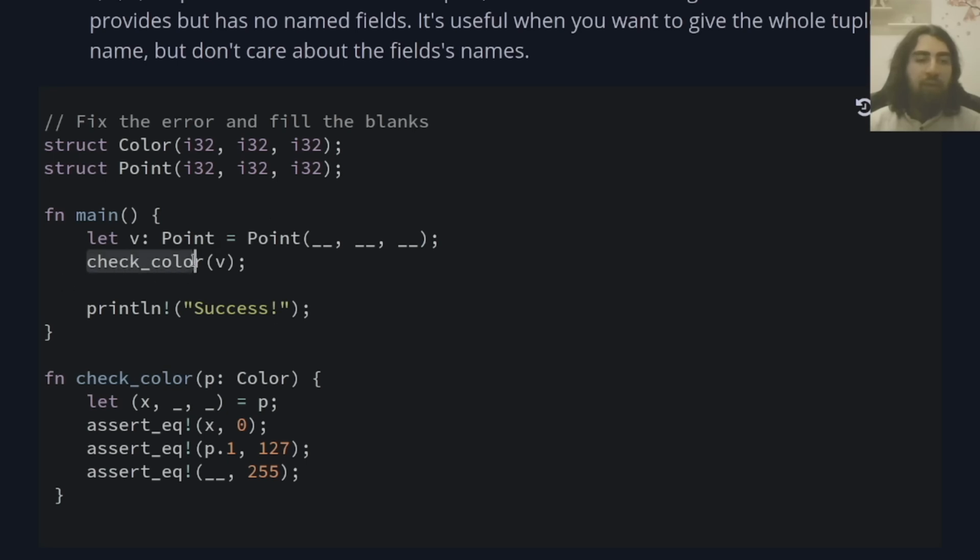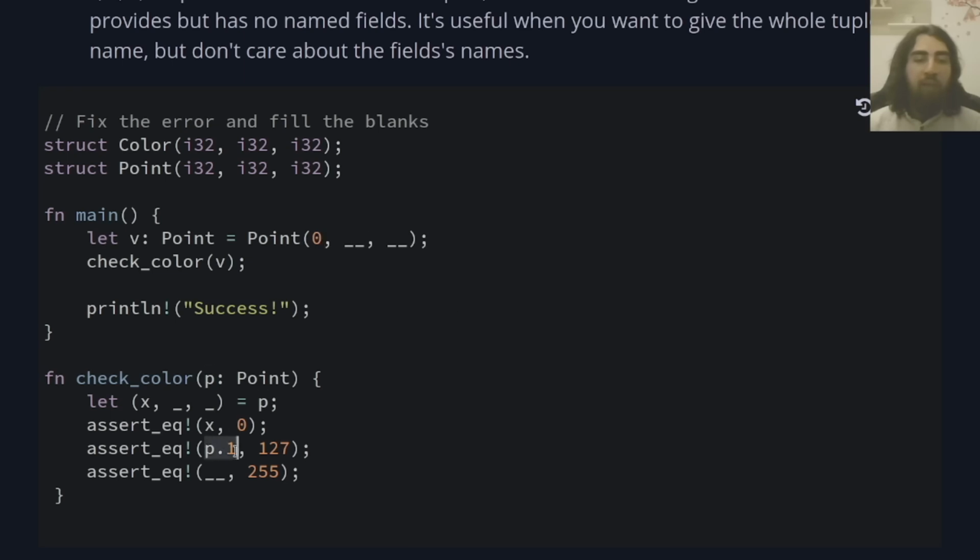Then we are calling the checkColor function and provide an argument of v. Now as you can see, the checkColor function takes an argument of type color, but this is not what we want, right? Because we are here passing a variable of type point. So let's change that. And over here we are then destructuring the instance that was passed. So in this case, as you can see, x should hold 0. So let's provide this value over here.